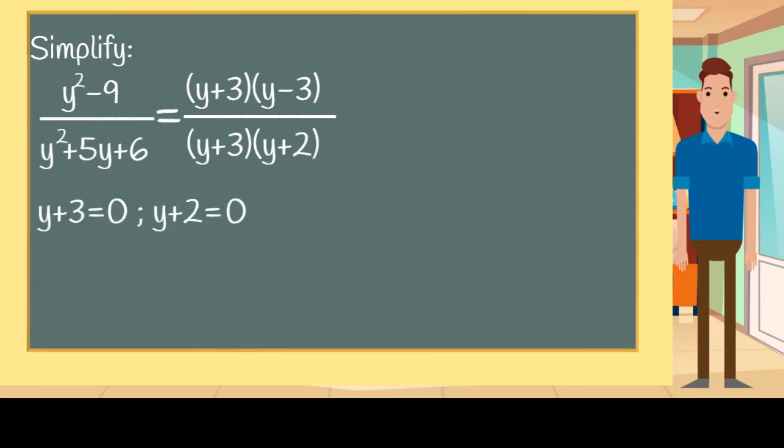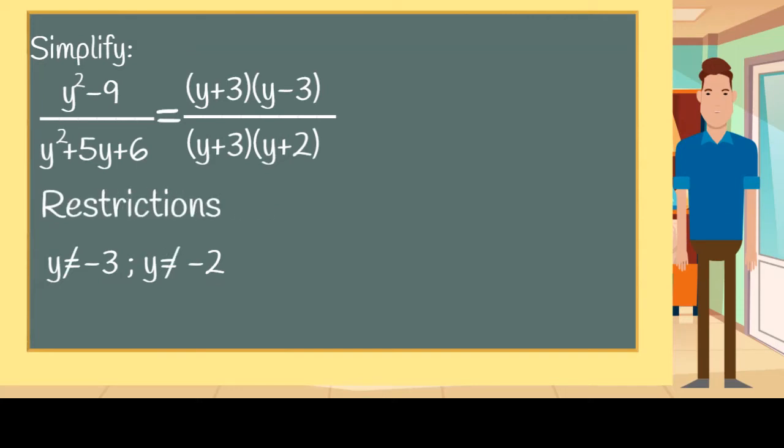Equating the denominator to 0 will give us the restricted values of the expression. The expression is defined for y is not equal to -3 and y is not equal to -2. Notice that both the numerator and denominator contain the common factor y plus 3. Cancelling it out will result to the simplest form of the given expression, which is y minus 3 over y plus 2, for y is not equal to -3 and y is not equal to -2.